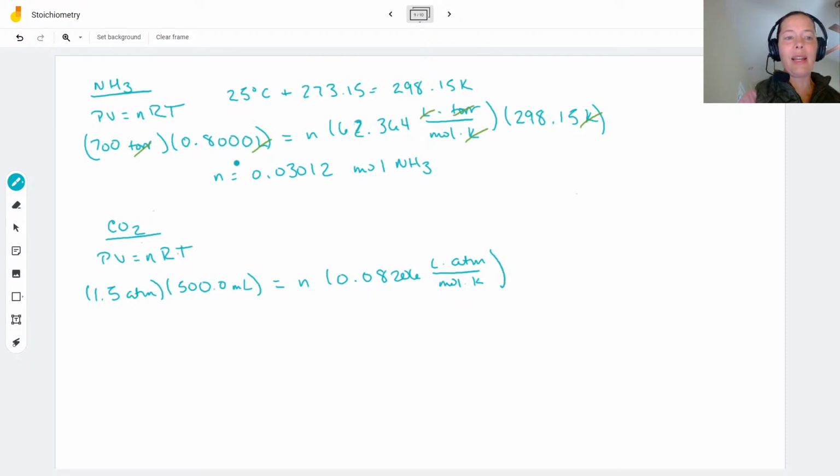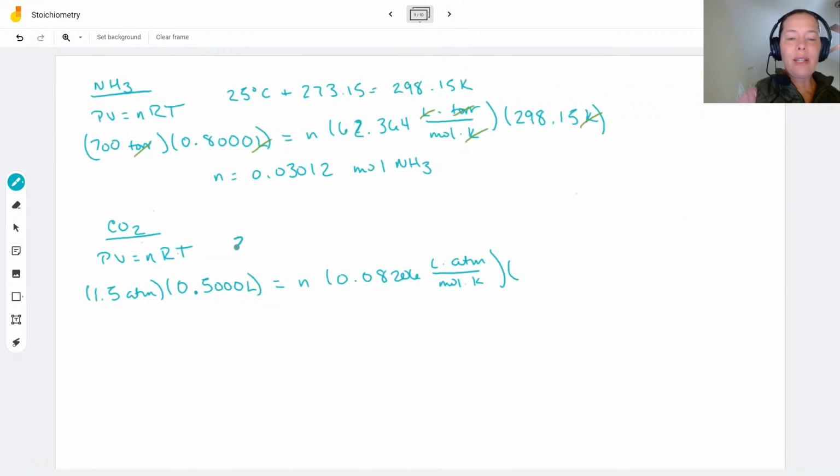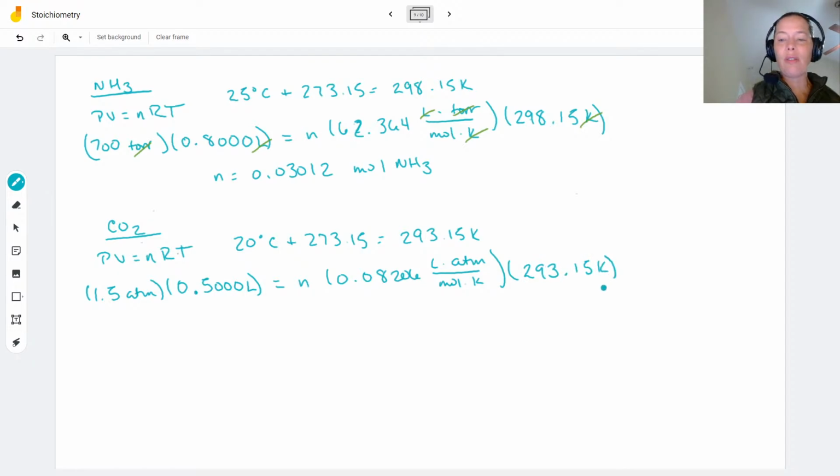I'm going to do the same thing that I did for the ammonia: a quick conversion from milliliters into liters, dividing by 1,000. And for my temperature, I have to be careful not to use the temperature for ammonia, because I have my own temperature here for carbon dioxide. It's 20 degrees Celsius, still adding 273.15, and I get 293.15 K. That goes in my temperature. Again, it's really easy to forget to convert into Kelvin.